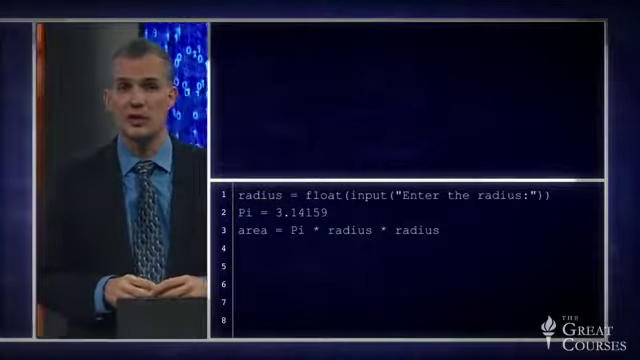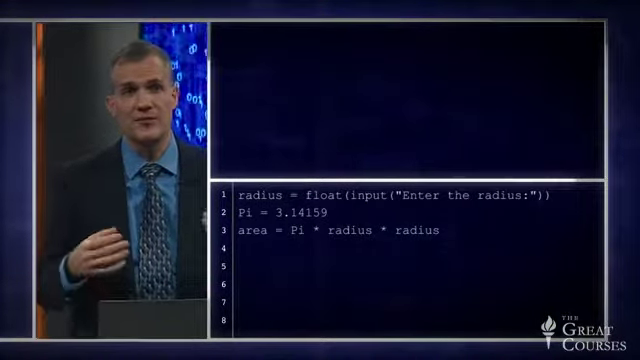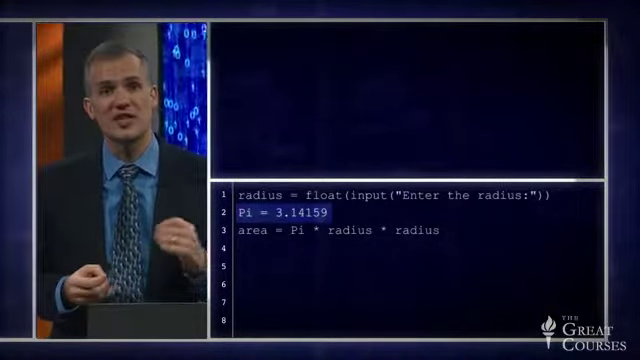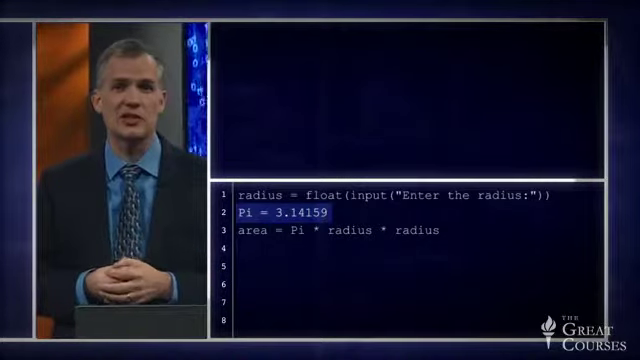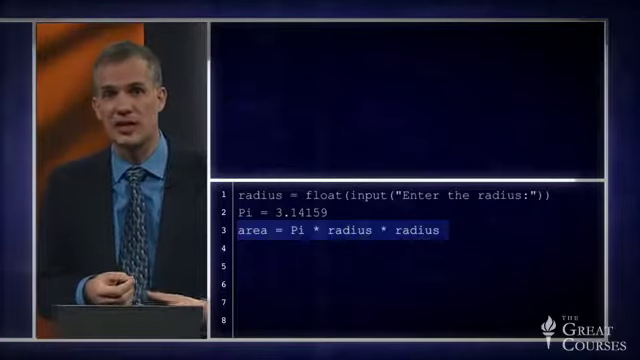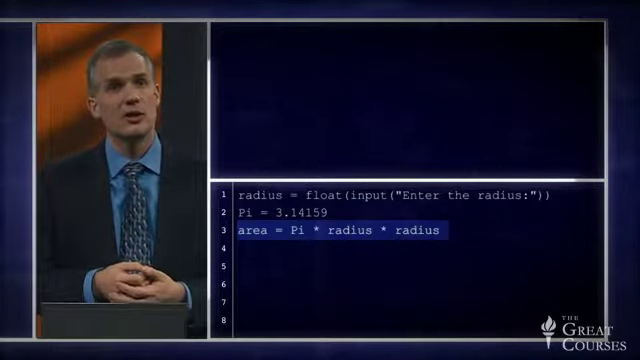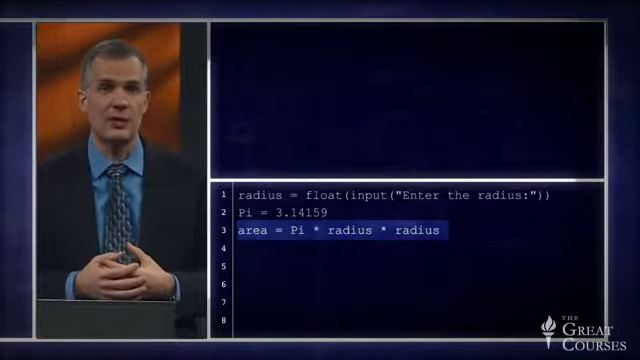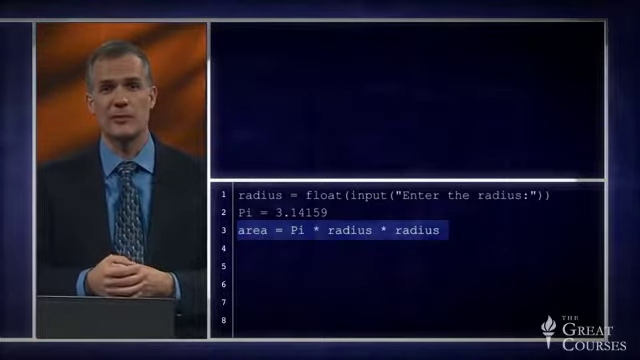Well, there's a few ways we could do this, but one would be to create a variable, pi, that we set to the value of pi to a few digits. Then we can compute area by taking pi times the radius times the radius. We could have just put the value of pi in that equation instead of defining it separately.